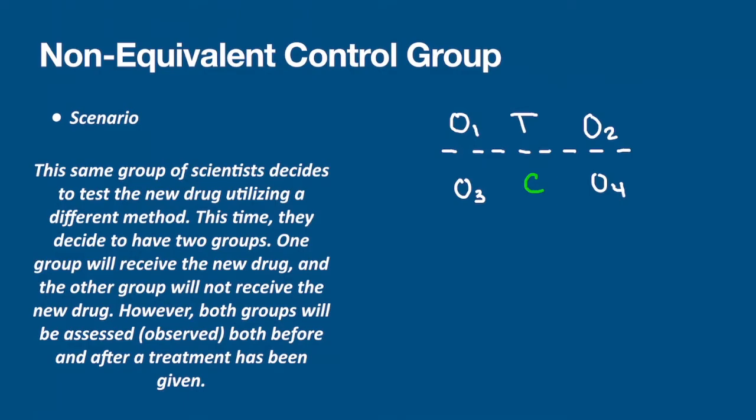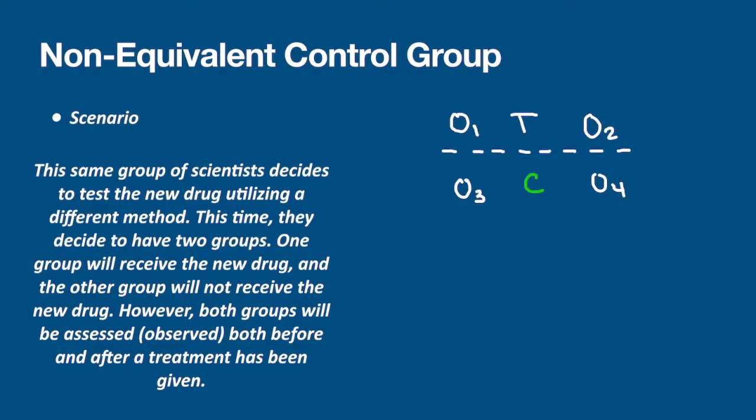So let's imagine that we're looking at the same scenario that we did just a moment ago. Here's the scenario. This same group of scientists decides to test the new drug utilizing a different method. This time, they decide to have 2 groups. One group will receive the new drug, and the other group will not receive the new drug. However, both groups will be assessed or observed both before and after a treatment has been given.